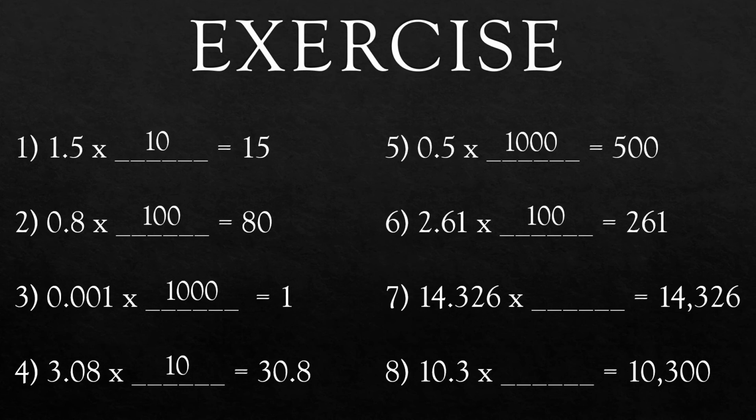Question number 7. 14.326 multiplied by dash is equal to 14,326. How many places will you shift in 14.326 to get 14,326? 3. So what will you multiply? Yes, the answer is 1000. Question number 8. 10.3 multiplied by dash is equal to 10,300. How many places will you shift in 10.3 to get 10,300? 3. So what will you multiply? Yes, the answer is 1000.